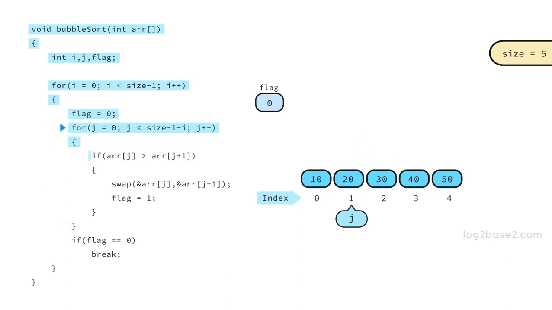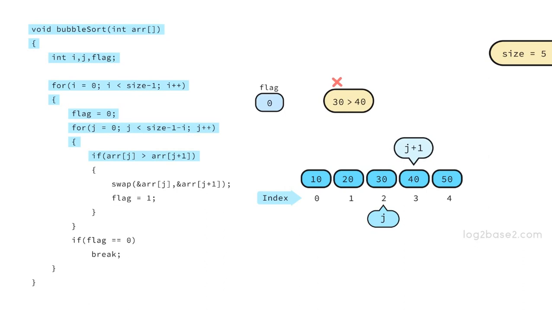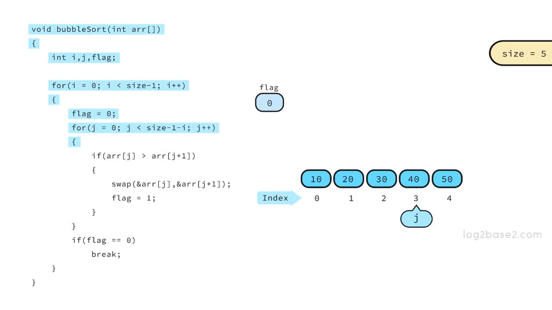And in the next iteration, j is equal to 2. And we compare elements at 2 and 3, and we have 30 not greater than 40. So again, there is no swap. And in the next iteration, j is equal to 3. And we compare elements at j and j plus 1, that is 3 and 4. And we have 40 not greater than 50. So again, there is no swap.